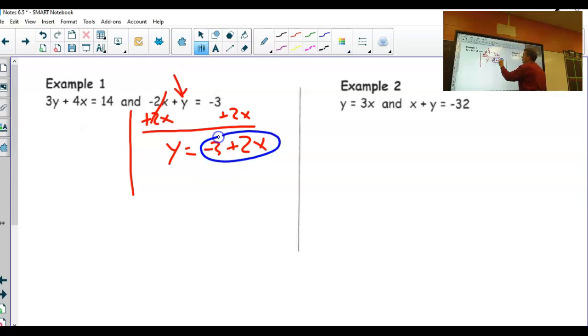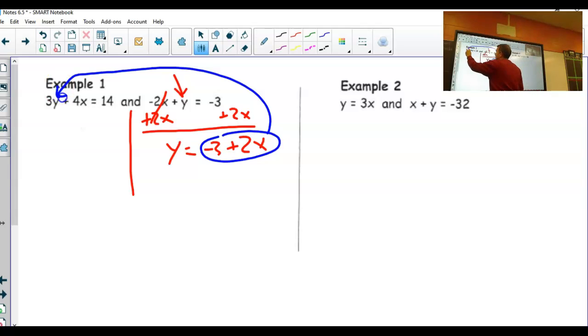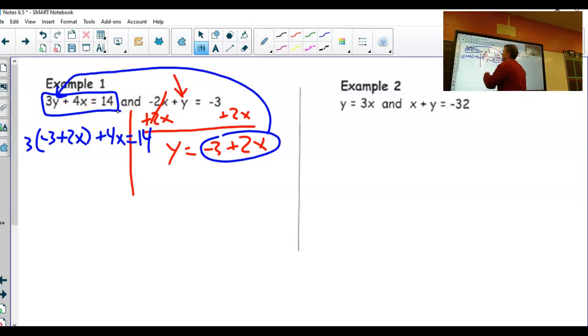Take what y equals and substitute it in for y in the other equation. So I'm actually going to rewrite the other equation, but I'm going to replace the y with what y equals. And it might look like this. Instead of 3 times y, it would be 3 times negative 3 plus 2x, plus 4x equals 14. All I did was rewrite this problem, but I replaced the y with what y is equal to. That's why it's called the substitution method.